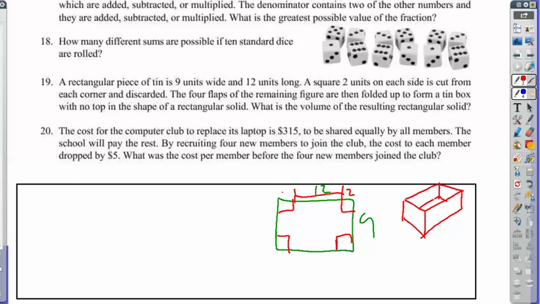Well, if this is 2 and this is 2 and the whole distance is 12, that means I've taken 4 out of the 12. So we know this is 8. Same logic, 2 and 2. So we've taken 4 out of the 9, so this is 5 with a height of 2.